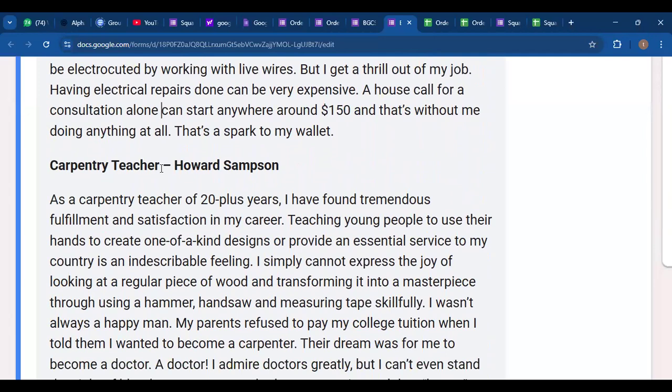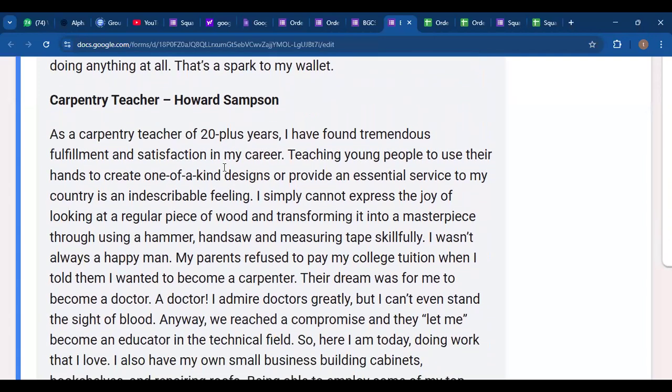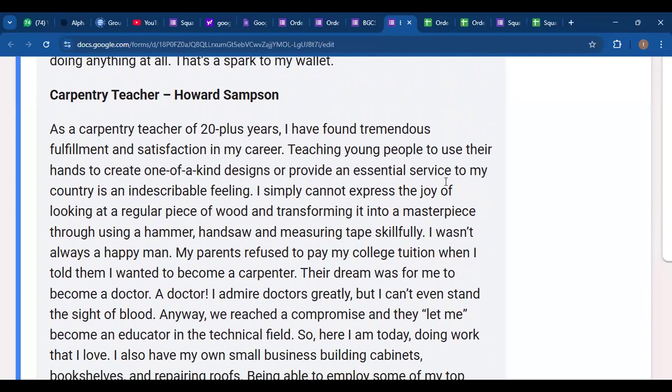Carpentry teacher Howard Sampson. As a carpenter teacher of 20 plus years, I have found a tremendous fulfillment and satisfaction in my career. Teaching young people to use their hands to create one-of-a-kind designs and provide an essential service to my country is an indescribable feeling.